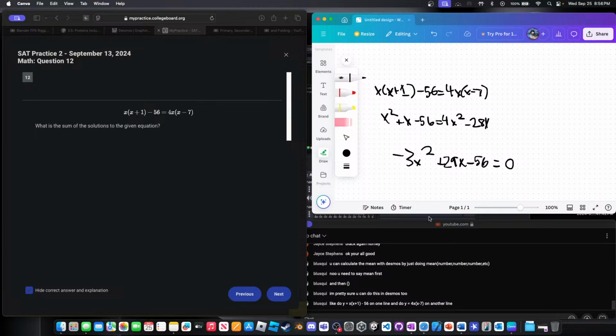X squared. You can do y and then. Yeah, I know, but like that's like. Or yeah. Oh well. No, I think that would be a solution to the system of equations. Add the x values together.